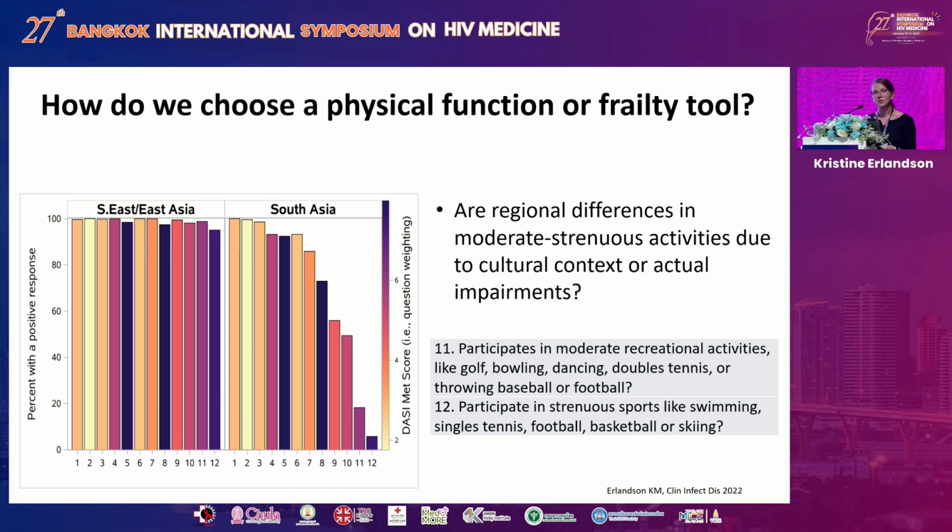Just the last two, number 11 and 12, asked about things like golf, bowling, dancing, throwing a baseball or a football. And when we thought about this, we don't know if these participants actually are impaired or they just don't have access to these activities. So I think there's a lot of cultural influences that go into how we use subjective questions, and to make sure we have subjective questions that are appropriate for the population.